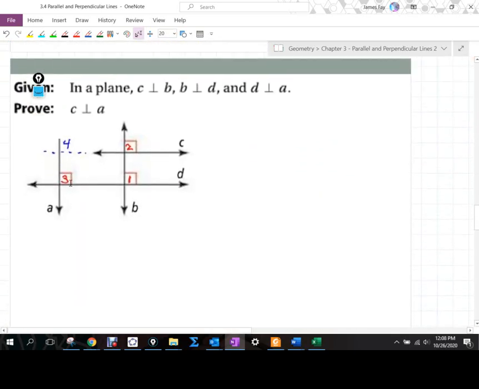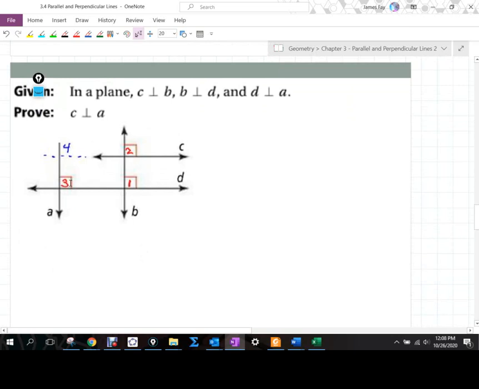So I want to prove this. I'll give you a minute to write this one down. We'll go through and we'll prove that line C here is perpendicular to line A.